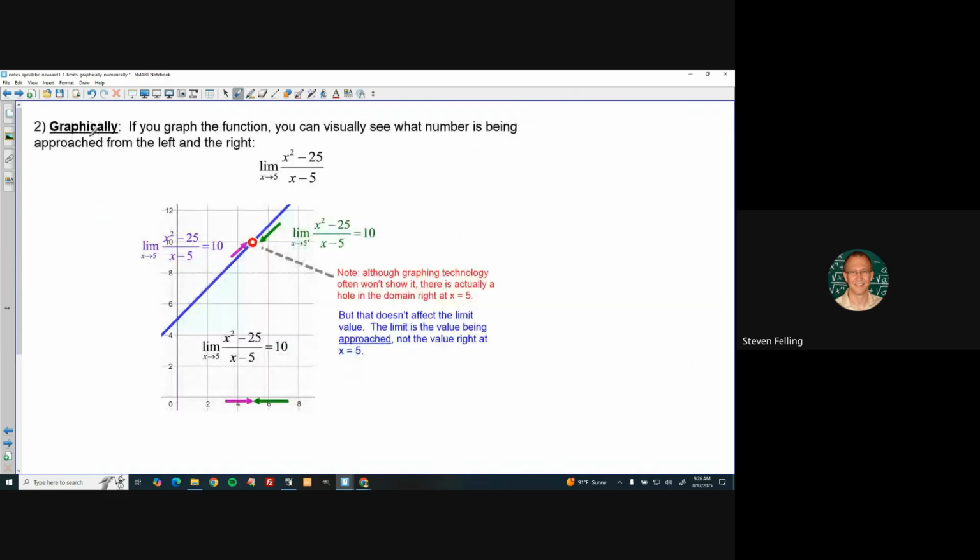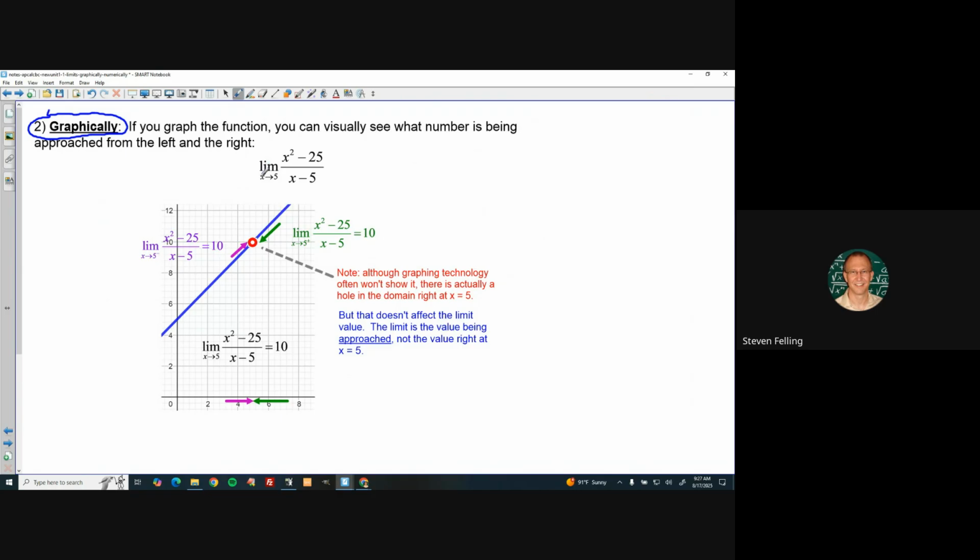Second way that we can evaluate a limit is graphically, and this is particularly good if we are provided a graph in the problem, although if it's easy to graph the problem by hand, we can do that even if we don't have a calculator. So we're just looking visually to see on the graph what seems to be approached.